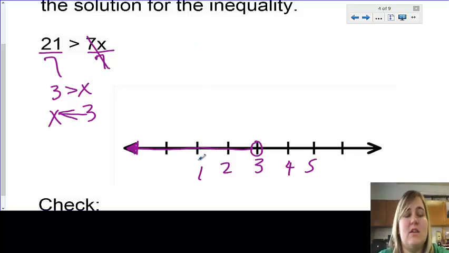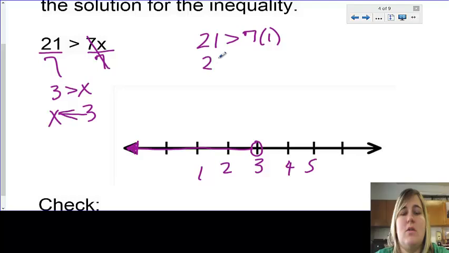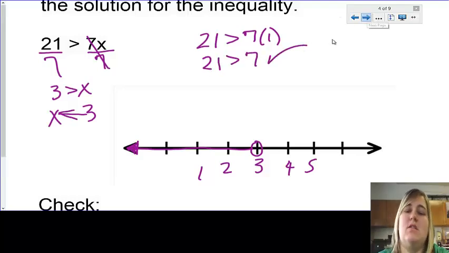Now I can check this by plugging in something that matches this. Now if I plug in 3, 3 is not included. If I plug in 3, I would get 7 times 3, which is 21. And 21 is not less than 21. It's equal to it. So that's why that's open. It doesn't include it. So I need to pick something over here. So I'm going to choose 1. So if I had 21 is greater than 7 times 1, 21 would then have to be greater than 7, and that's true. It checks.